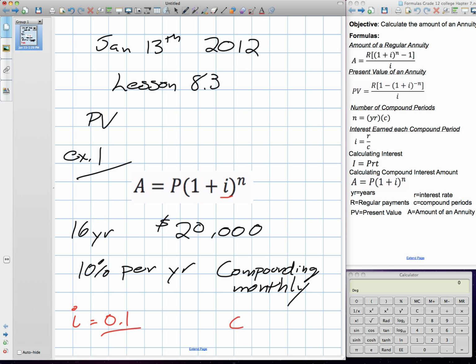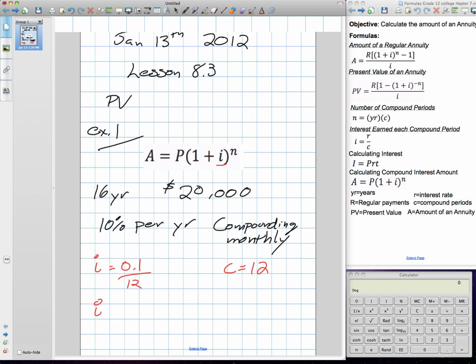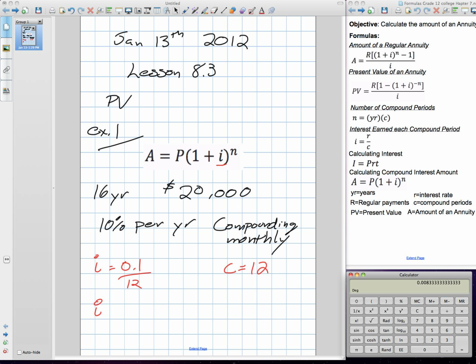The compounding periods. It says it's compounding monthly, so how many times a year is this going to compound? 12 times, that's right. There's 12 months in a year. So the compounding period, our C, is going to be equal to 12. So our I is going to be 0.1 divided by 12. So we have this decimal. Bit complex.